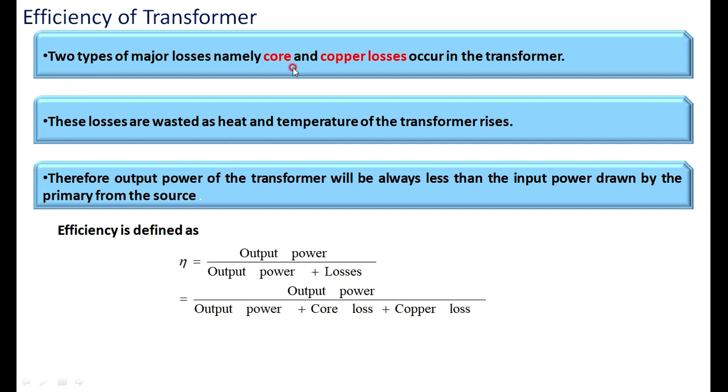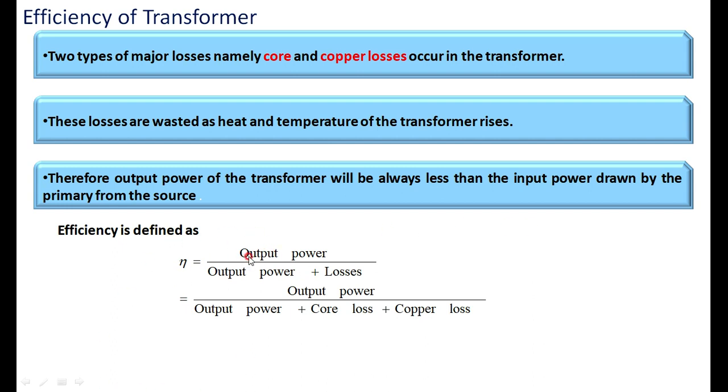Here there are two types of losses. One is called the core loss, the other one is the copper loss. These losses are wasted in the form of heat. Because of that, there is a rise in the temperature of the transformer. That is why the transformer is kept in a transformer tank for the purpose of cooling. Therefore, the output power of the transformer will always be less than the input power. If the losses are there in the transformer, definitely the output power is less than the input power.